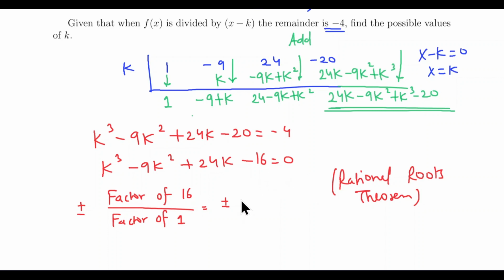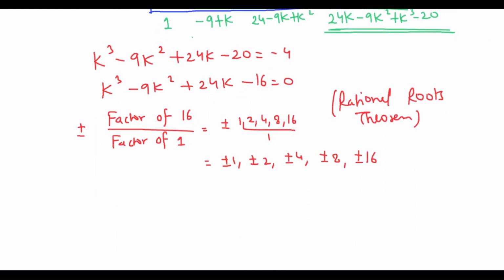So the factors of 16 will be 1, 2, 4, 8, and 16, and here we just have 1. So possible roots are plus minus 1, plus minus 2, plus minus 4, plus minus 8, and plus minus 16. And we can just try the easy roots and see if it works. I'm going to try k equal to 1 first, and let's see if it works.